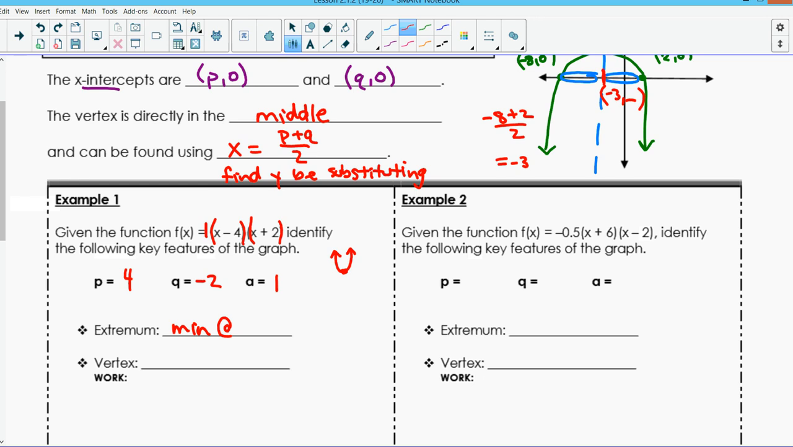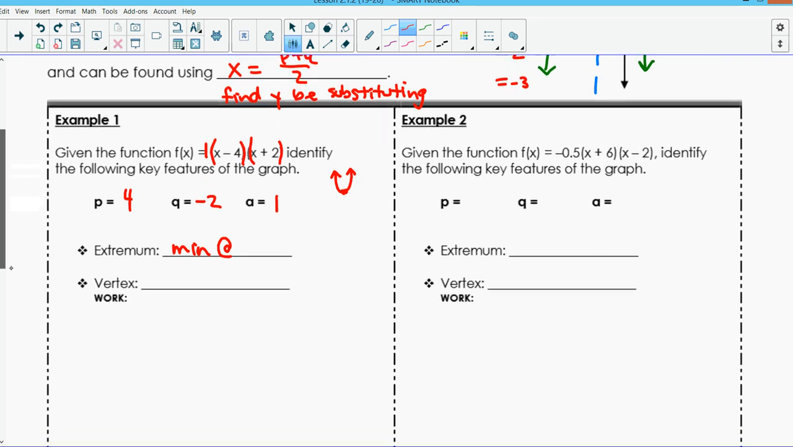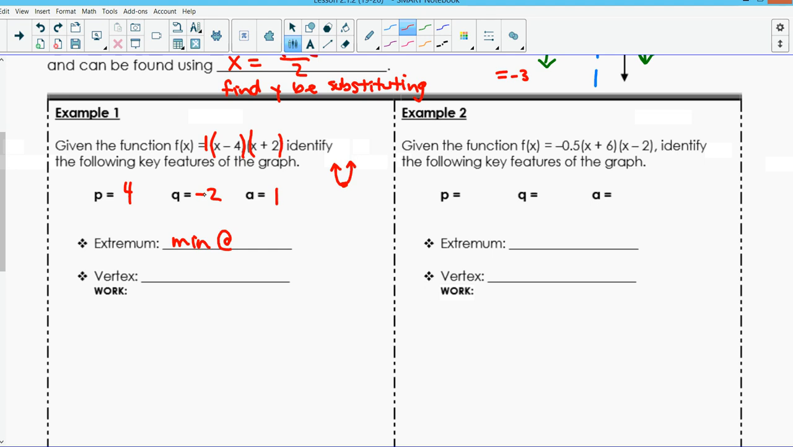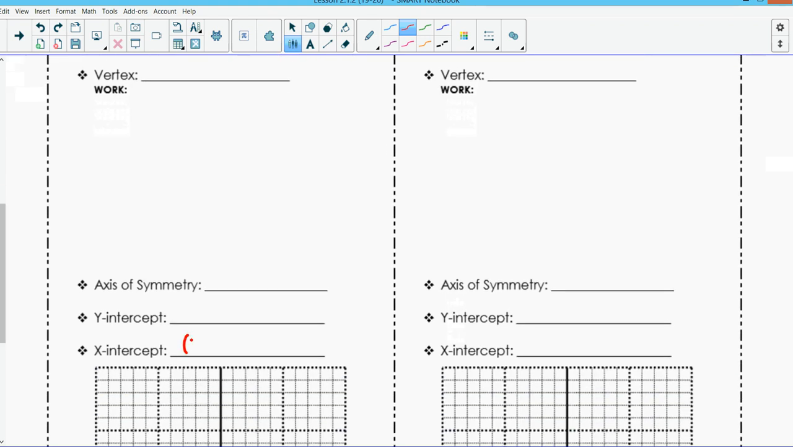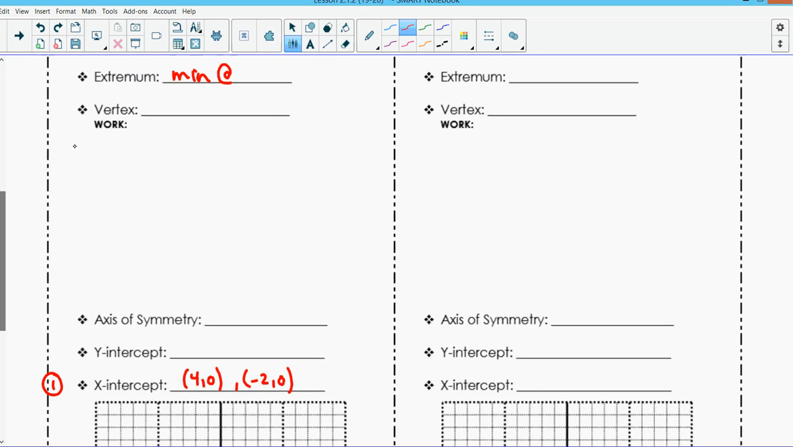With the other two functions, we started with the vertex. We're actually going to start with the intercepts this time because we were told them. Since it's called intercept form, we get our intercepts, specifically our x-intercepts. So if our p is 4, then one of our x-intercepts would be (4, 0), and then the other one would be (-2, 0). So this is actually our first step now, which is different than the other two.